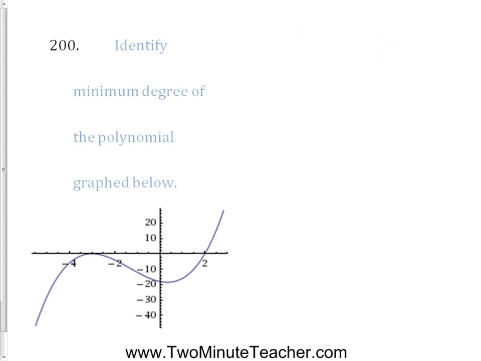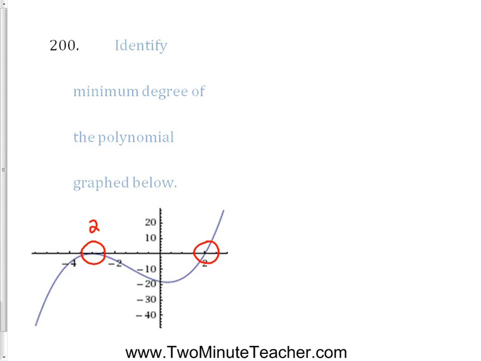Problem number 200. Identify the minimum degree of the polynomial graphed below. Well, when we learned about these, we called something like this a bounce. Okay, that gives us a double root here. So that one counts for 2 roots. It's either that, or if we zoom in really close, maybe this thing cuts through and then comes back down again. Then it's 2 single roots. But either way, this area is worth 2. It's either a bounce, which is worth 2, or it's 2 cut-throughs, which is worth 2. So the multiplicity so far is 2 for that.